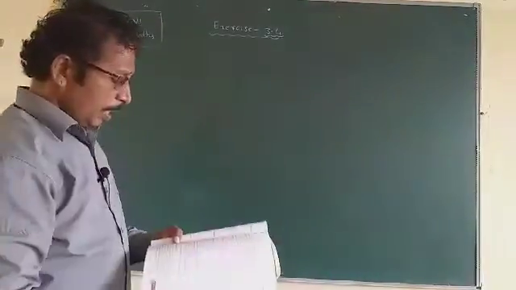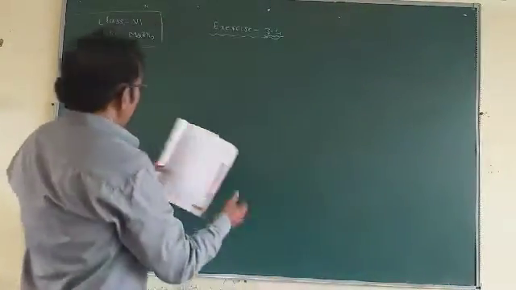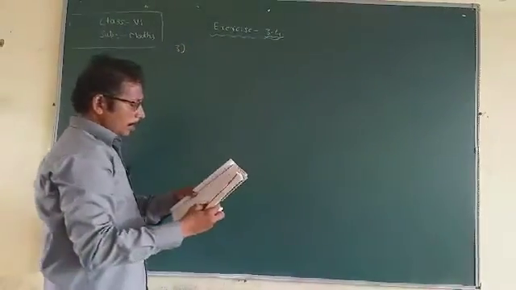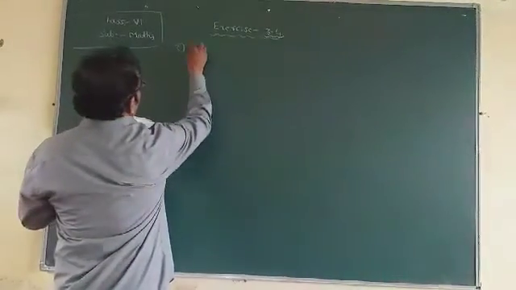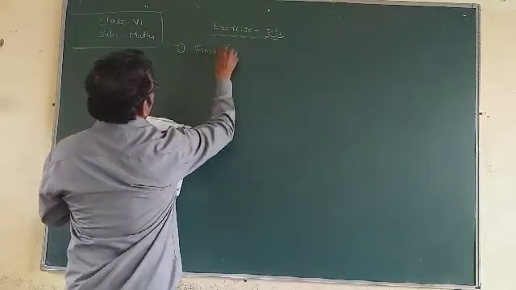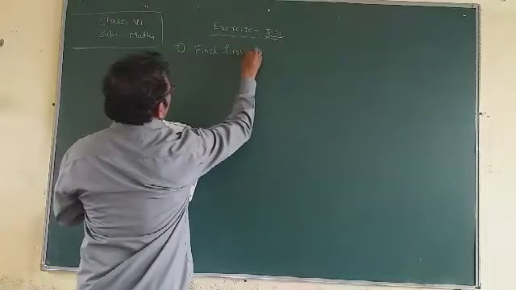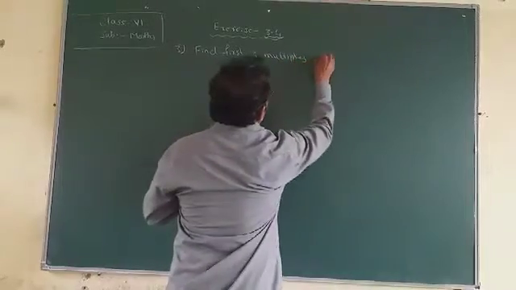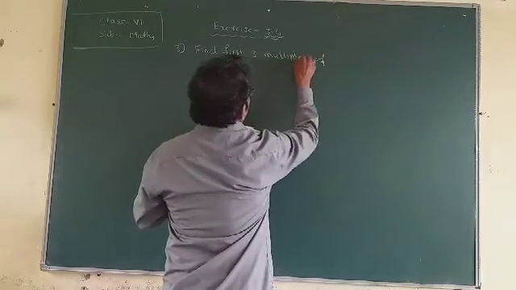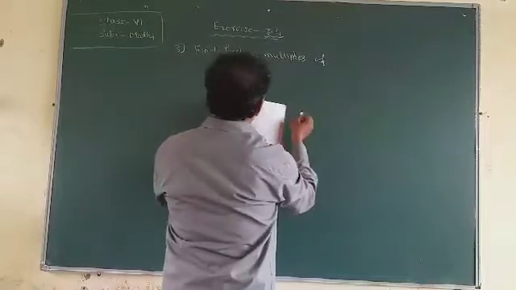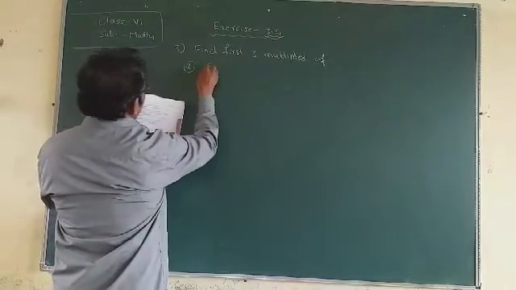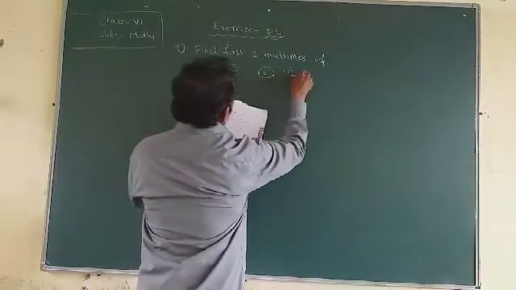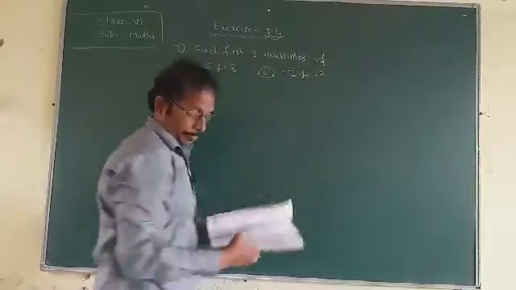Similarly students, come to solve question number 3. In question number 3 we are given, find first 3 common multiples of: number A, 6 and 8, number B, 12 and 18.